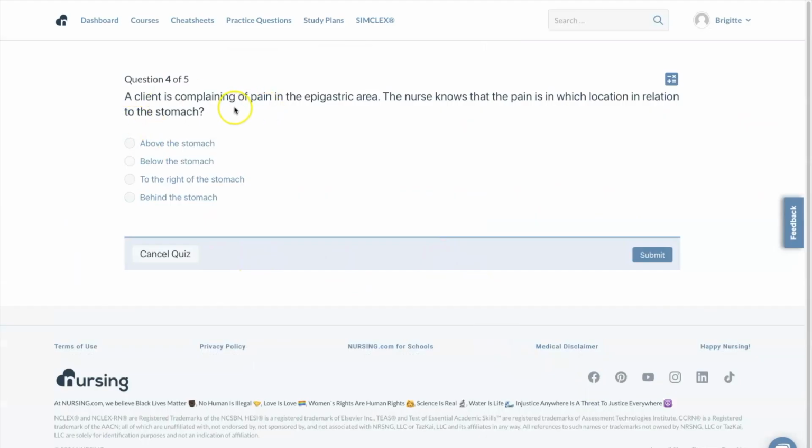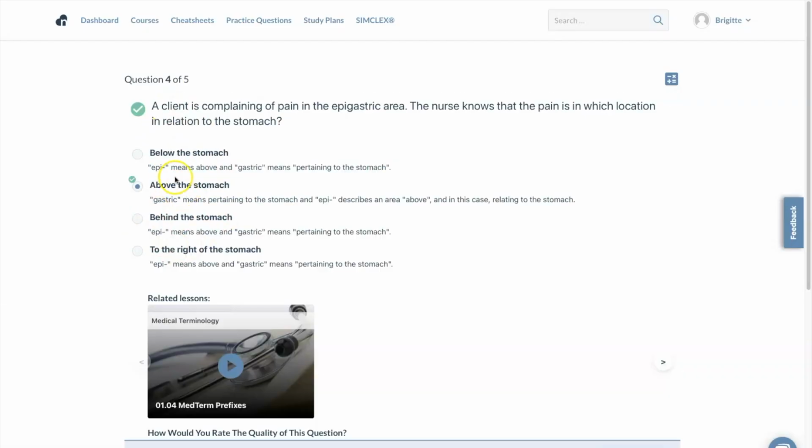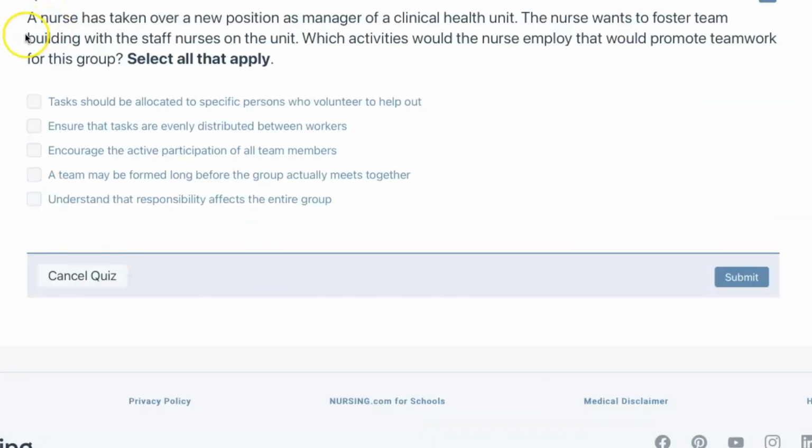A client is complaining of pain in the epigastric area. The nurse knows that the pain is in which location in relation to the stomach. I will put a picture here of the epigastric area, right above the stomach. So epi means above.